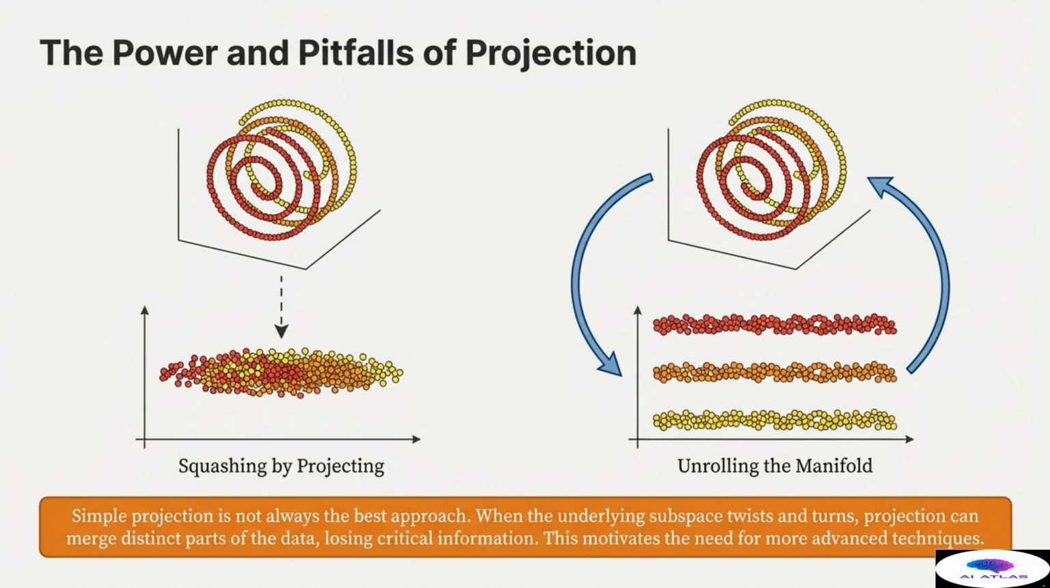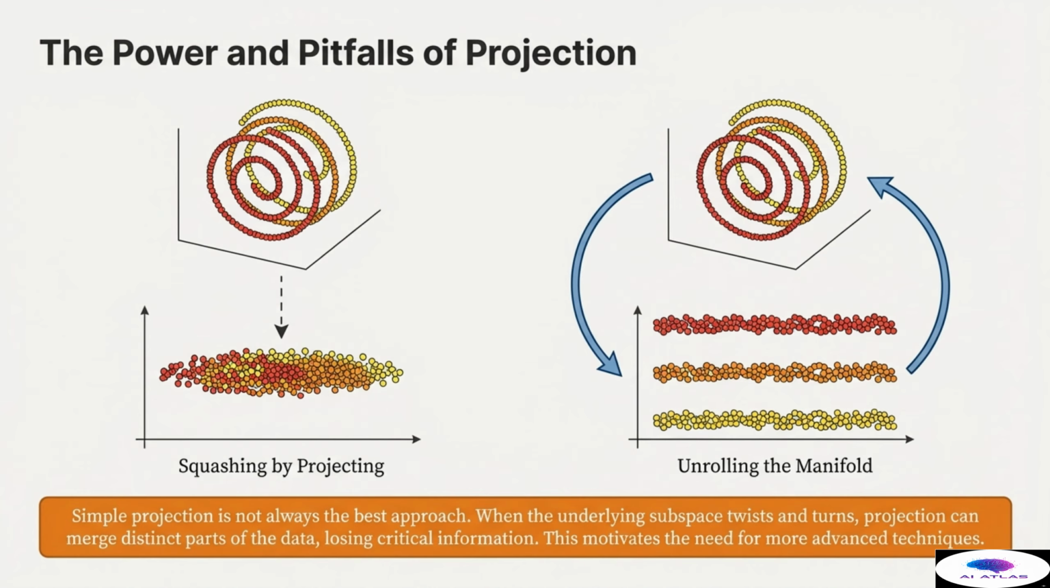This failure motivates the need for the second philosophy, unrolling the manifold, as shown on the right. By using a manifold learning technique, we preserve the distinct layers and their internal relationships, even when flattening the structure. This ability to handle nonlinearity is why advanced techniques are necessary when simple linear projection fails to preserve the critical differences in your data.